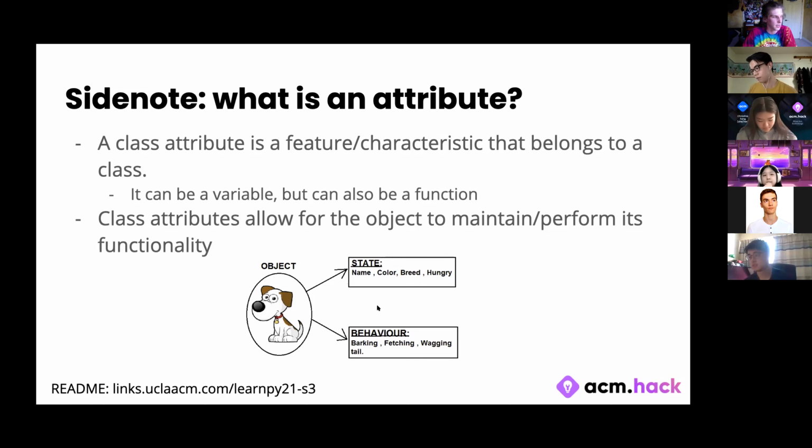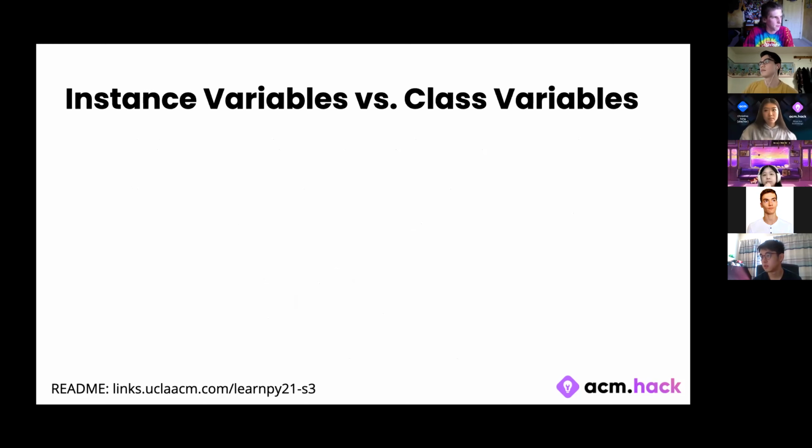And then some of its other attributes can be methods, and those could be behavior. So I could have a method for barking, a method for fetching, or a method for wagging tail, etc. I'm sure you get the deal. So that's what an attribute is.